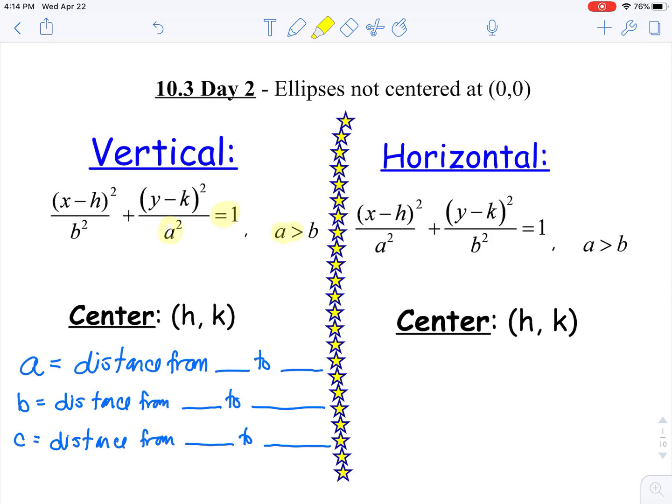So if the larger number falls below the Y, these are going to be graphs that are opening up and down, or vertical ellipses. If the larger number falls under the X, these ellipses are going to be opening more horizontally.